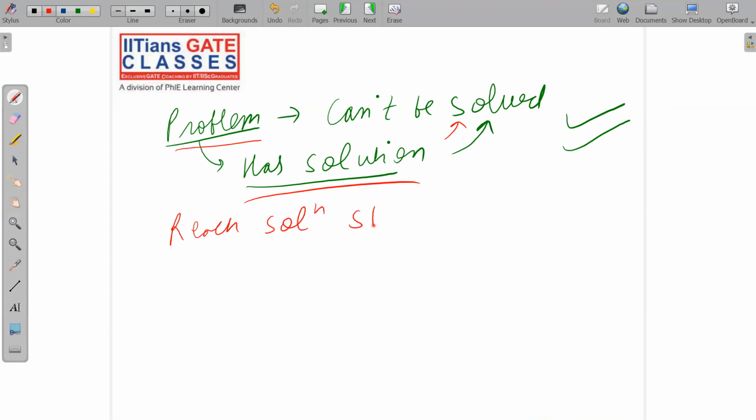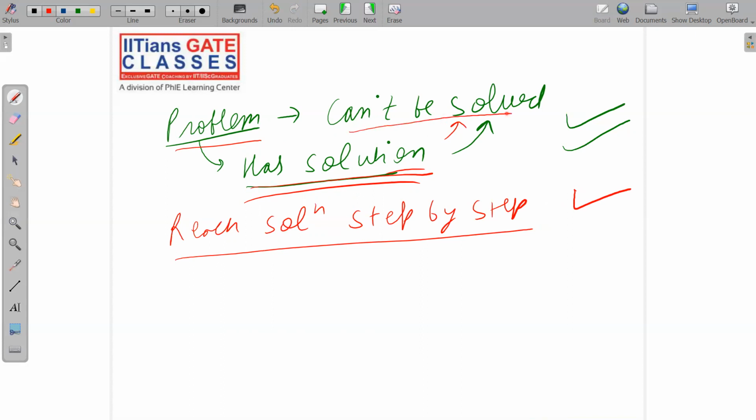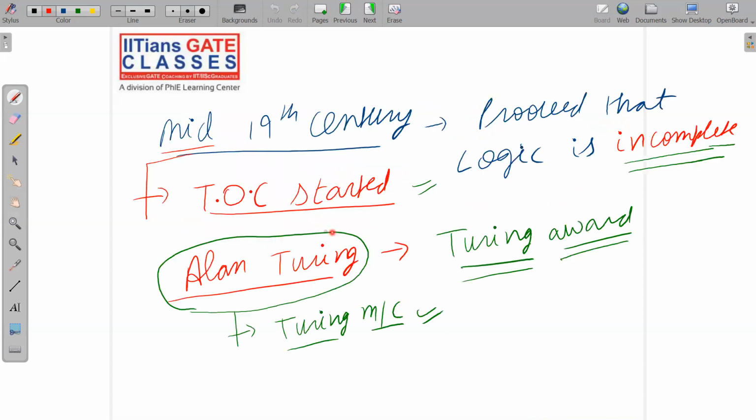Reach solution step by step. Okay, so solution means reach solution step by step. But no, we cannot reach the solution step by step with the help of logic. This is a very vague point, that we have a problem and we know that it has a solution, but still we cannot solve it. Alan Turing, Gödel, and other scientists properly proved these things.